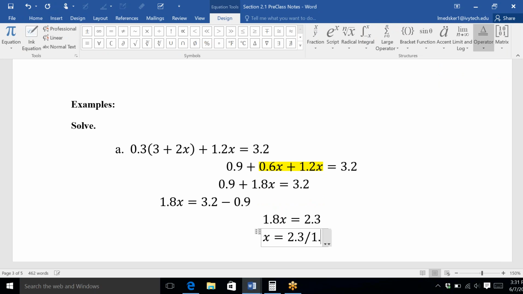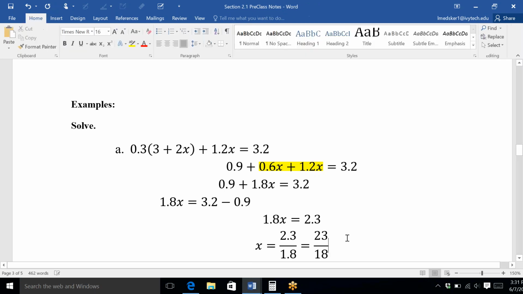Now, let's talk about this. We do not leave fractions with decimals in them. So here's a trick that I picked up just by learning how things work. If you move a decimal on the top of a fraction, you have to move the same amount on the bottom. So we move them both over 1 to the right. You get the fraction 23 over 18, which is an integer ratio, which is what you want. You do not want decimal ratios. So 23 over 18 is our solution.